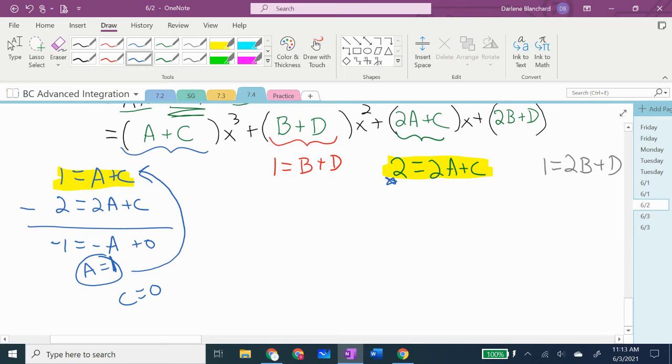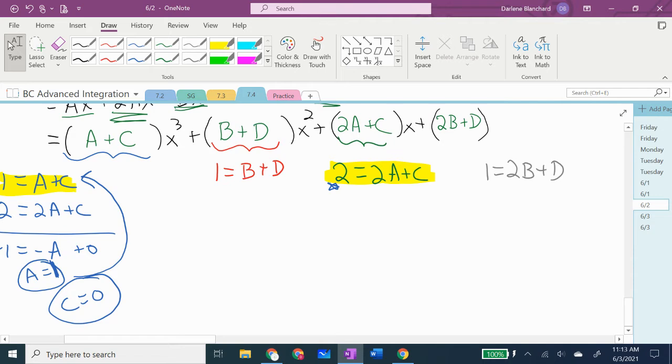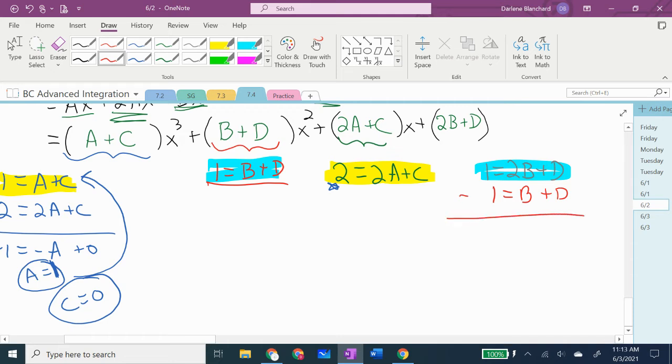So I've got my a and my c. The other pair of equations are involving b and d. I'm going to bring this equation over and subtract. 1 minus 1 is 0. 2b minus b is b, and d minus d is 0. So I get that b must be equal to 0. If b is equal to 0, d must be equal to negative 1.